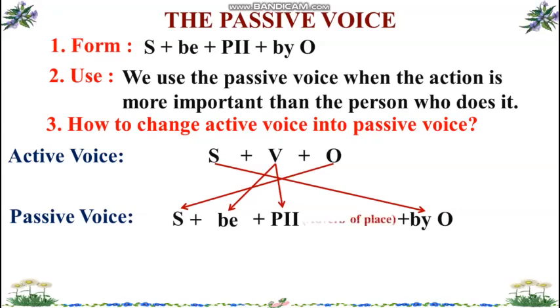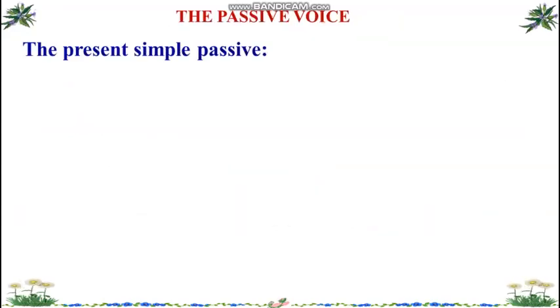If the active voice has the adverb of place, we put it before by object. And we put adverb of time after by object. And try to remember four main steps. Clear? Yes. And in English 7, we have learned the three types of passive: the present simple passive, the past simple passive, and modal passive.